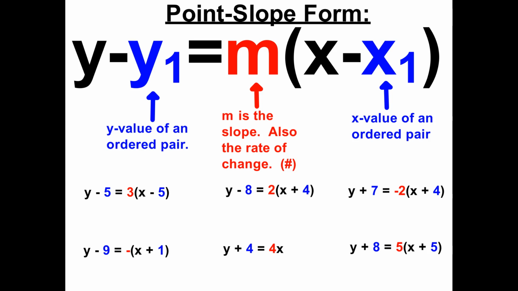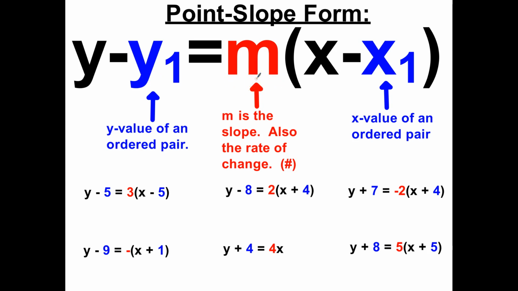So point slope form: y minus y sub 1 is equal to m times x minus x sub 1. And we said on Friday that y sub 1 represents the y value of the ordered pair, and x sub 1 represents the x value of the ordered pair. It's blue to remind you that this negative sign is not a part of the value. And so m is your slope.